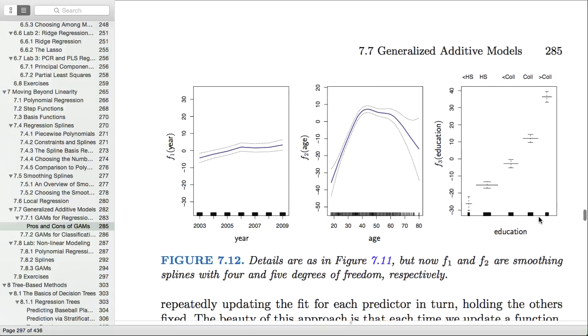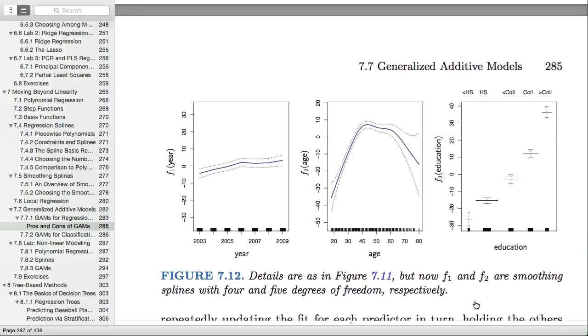Here we have this exact same thing, but with smoothing splines with 4 degrees of freedom here and 5 degrees of freedom here. You can see that we have somewhat different shapes. This has a less pronounced dip at 2008. This is a smoother curve. This is still kind of out there as far as I'm concerned. Oh, and by the way, the education has been collapsed. They actually have more categories of education than this. I think education is coded in years, and they've collapsed this into 5 categories in this example.